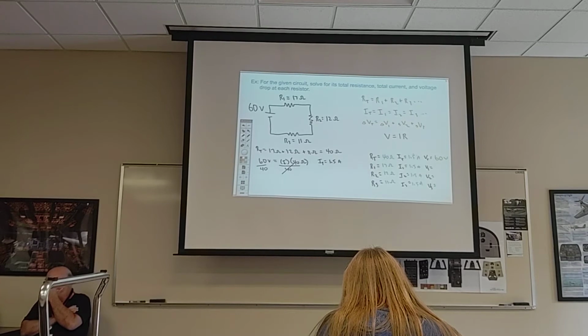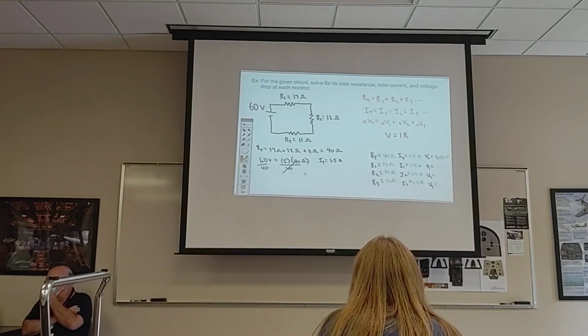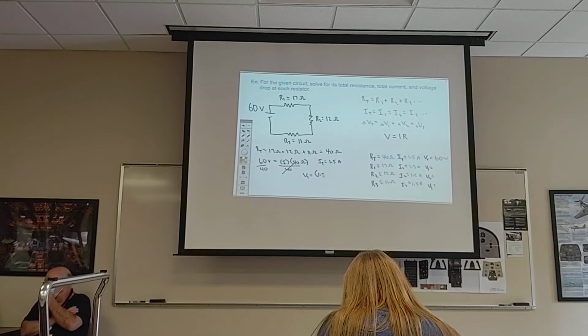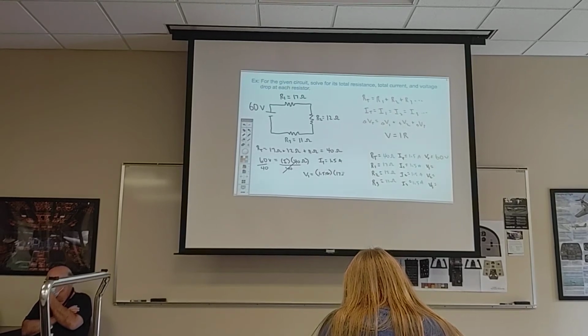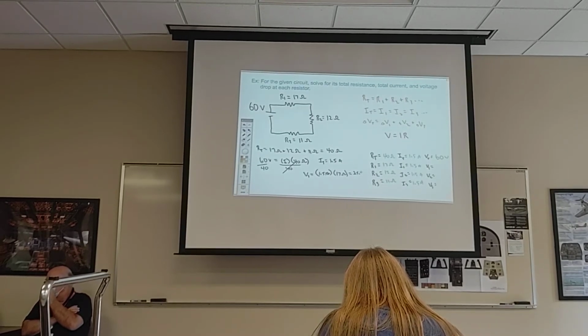And with our equation, it's very simple. We're just going to multiply these two because it's going to be our current times resistance. Okay? And so to show you this, V1 is going to equal our 1.5 amps times our 17 ohms. And that's going to give us a total voltage of 25.5 volts.